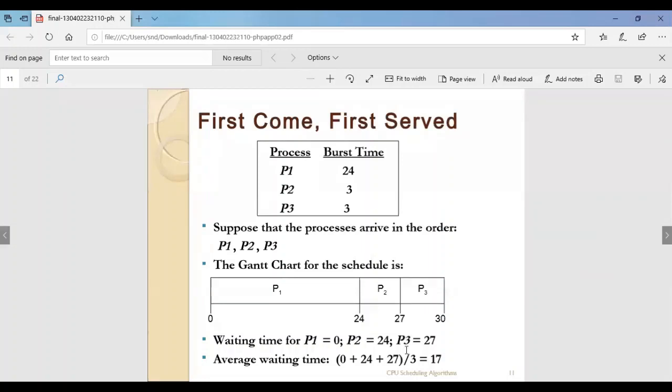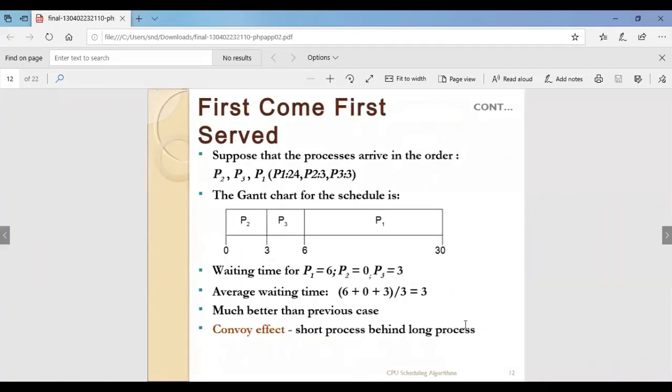So it is waiting for this much time, 27. So the average waiting time is how much? 0 plus 24 plus 27 divided by 3. It is 17. So this is called the average waiting time. What is then the turnaround time?